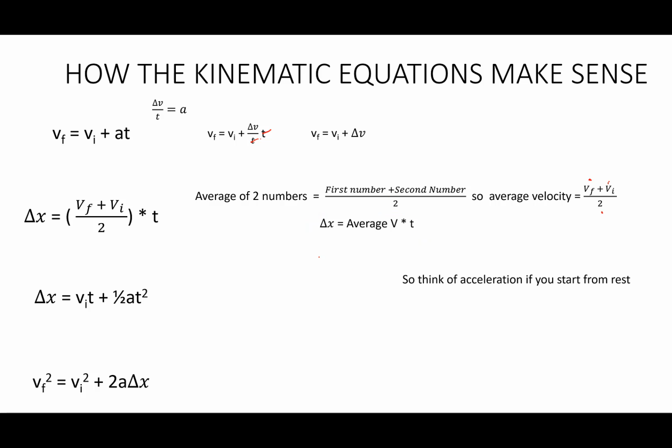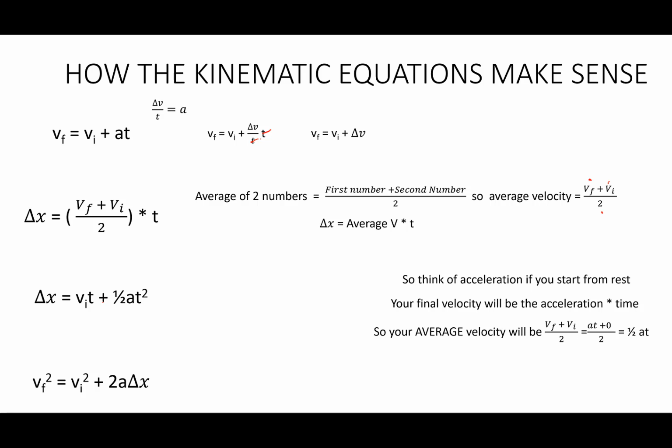Down here, this one requires a little bit more thought, but it is still intuitive. Think of the acceleration if you start from rest. Your final velocity is acceleration times time, right? Your average velocity is going to be final plus initial over 2, which is your velocity at the end, plus your velocity at the beginning, divided by 2, which is 1/2 at. That's your average velocity. So your distance is going to be the average velocity times the time. So 1/2 at, average velocity, times time. And maybe you notice t times t is t squared. So that's 1/2 at squared.